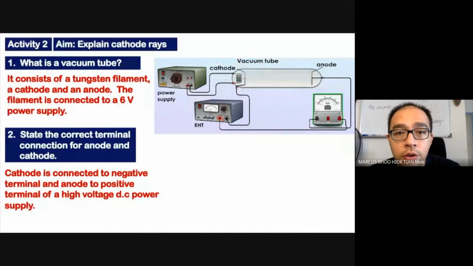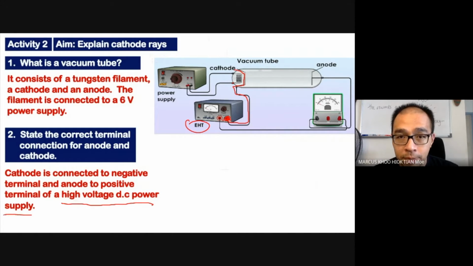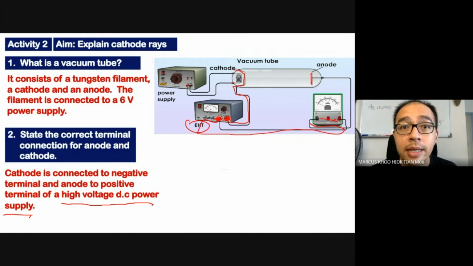Okay, so if you notice now, this is the cathode, right? This is the cathode part, connected to the negative terminal of this EHT. EHT is a high voltage DC power supply. Now the anode part is connected to the positive terminal. And that makes sense, right? Cathode is negative, anode is positive.